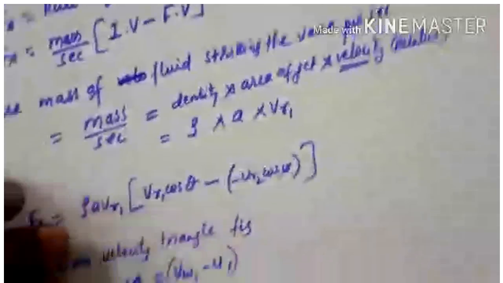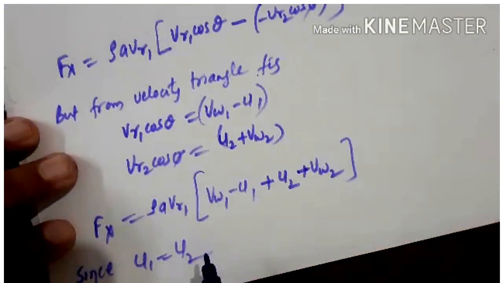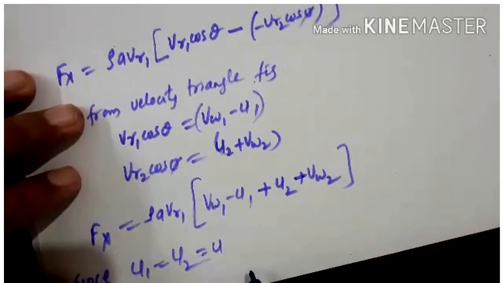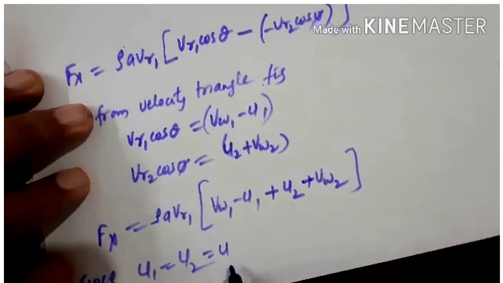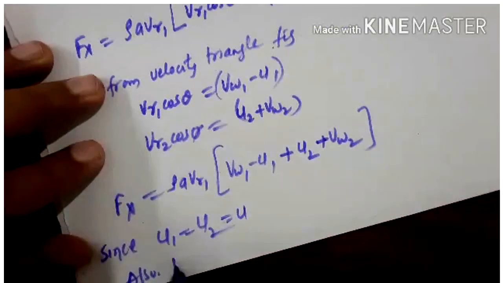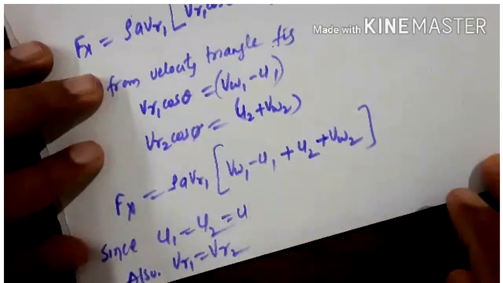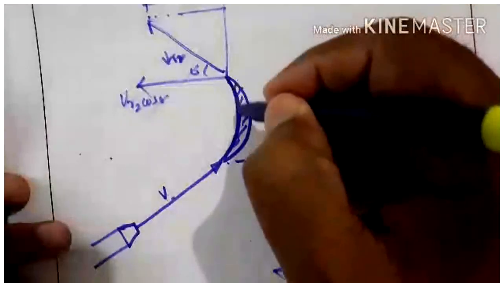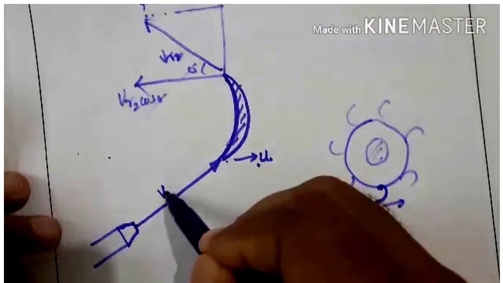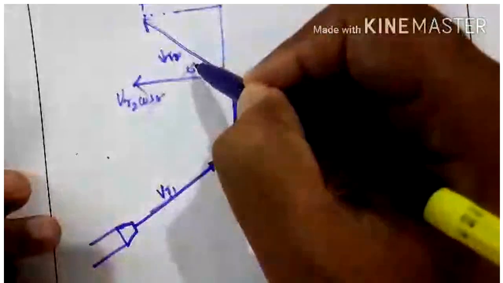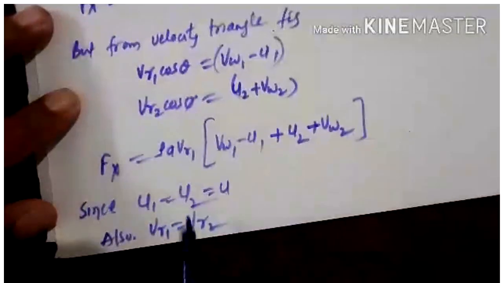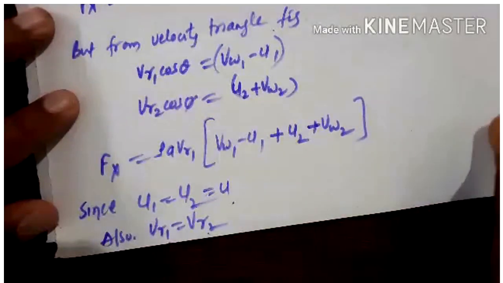So considering the velocity of the vane is the same, U1 equal to U2 equal to U, the velocity in the direction of jet motion. And when U1 equal to U2 equal to U, VR1 is also equal to VR2. Here VR1 equal to VR2 means we have assumed the blade passage is very smooth. Whatever velocity with which the jet is entering, the same velocity it is leaving. Then what equation do we get finally?